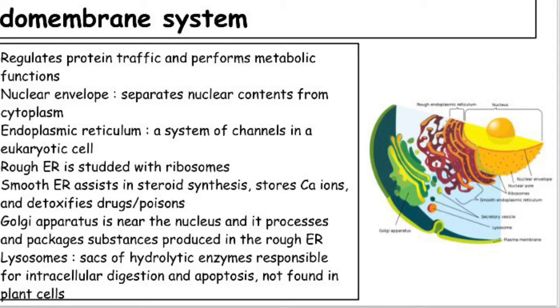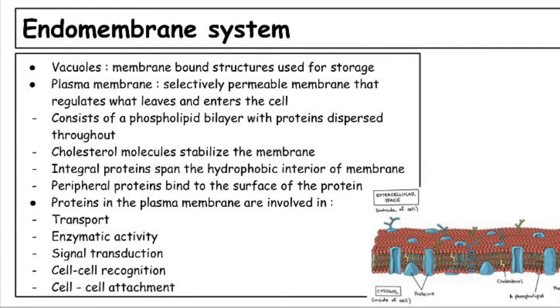The next organelle is the Golgi apparatus, and it lies near the nucleus and consists of flattened membranous sacs stacked next to each other and surrounded by vesicles. They process and package substances produced in the rough ER and secrete the substances to other parts of the cell or to the cell surface for export. The next organelle in the endomembrane system is the lysosome, and it is basically a sac of hydrolytic enzymes that are responsible for intracellular digestion and apoptosis, and what you should know is that they are not found in plant cells. The next organelle in the endomembrane system is the vacuole, and it is basically a membrane-bound structure that is used for storage. In plants, it is larger, and it is used to store water and other minerals.